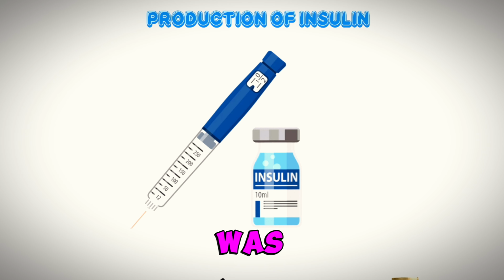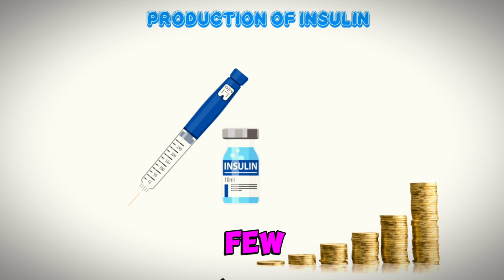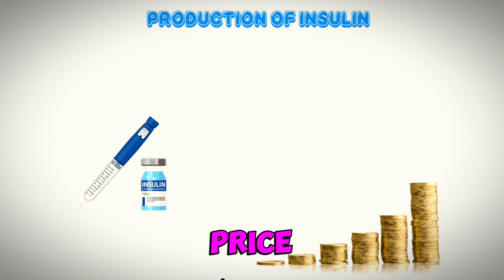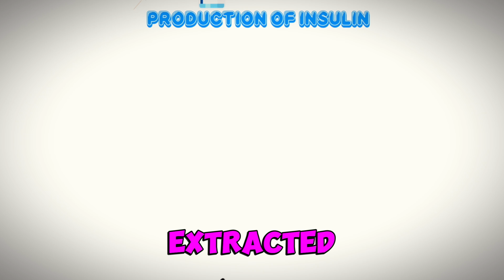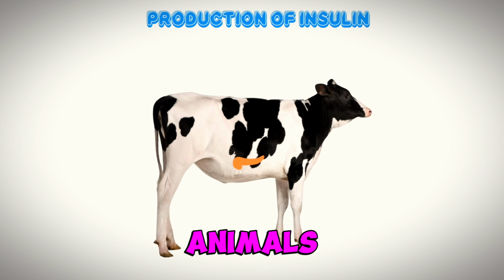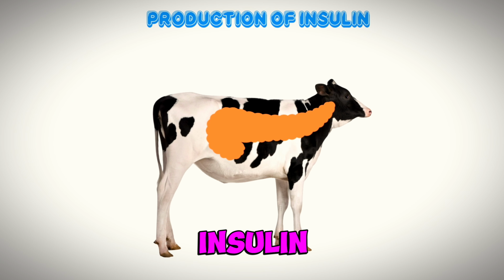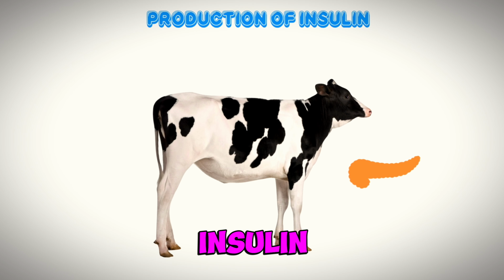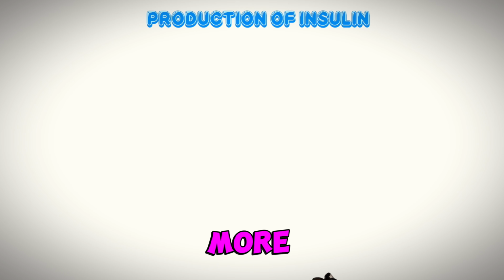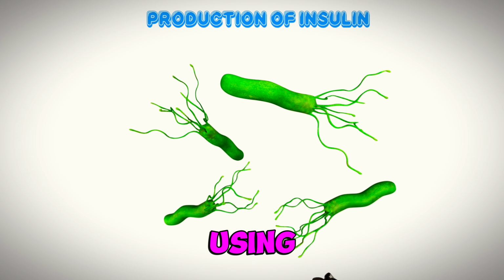Historically, insulin was an expensive medicine. Only few people could afford its price. That's because the drug was extracted from animals. Those animals were killed to extract insulin out of their pancreas. Now, insulin is made in a much more cost-effective method by using biotechnology.